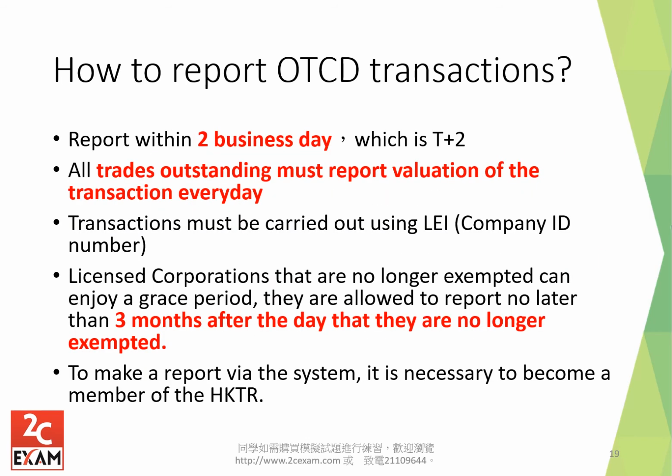So how do we report OTCD transactions? You should always report within 2 business days, which is T+2, and all trades outstanding must report valuation of the transaction every single day. So you must report to the system the valuation of your unfinished transactions every day. Transactions must be reported using LEI. LEI is basically a company ID number. Licensed corporations that are no longer exempted can enjoy a grace period, which means they are allowed to report later, but not too late. That is 3 months after the day that they have ceased to become exempted. On that day, you have 3 months. And to make a report via the system, it is necessary to become a member of the HKTR, the HKTR being a transaction database of these OTCD transactions.